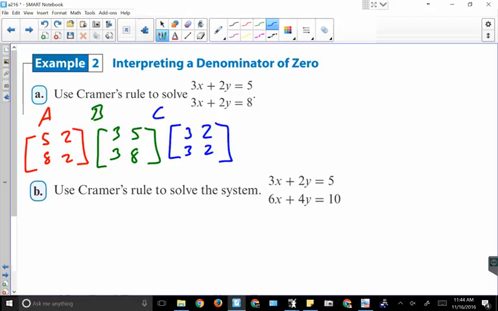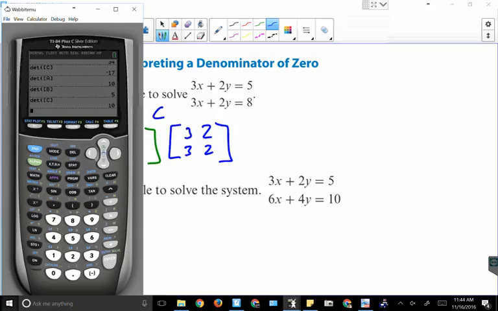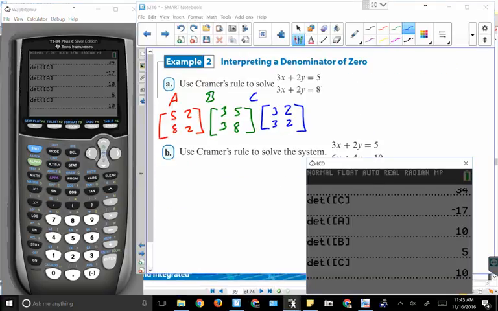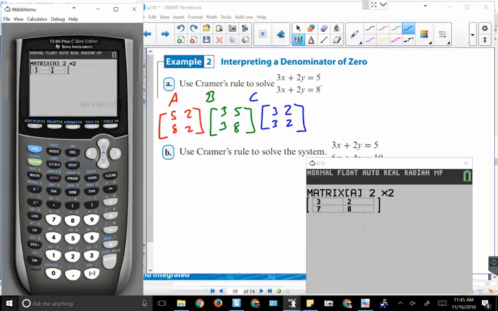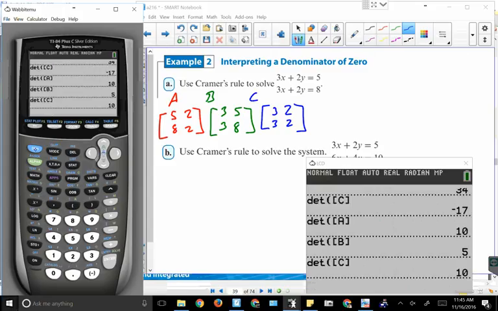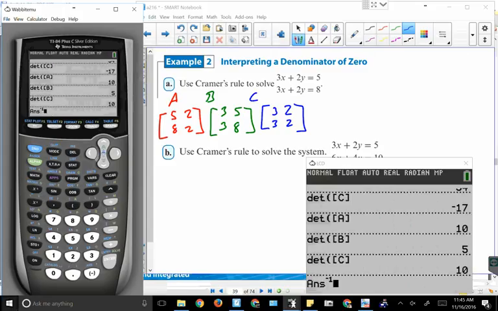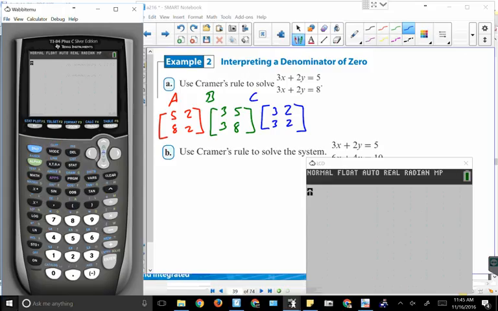So, calculator time. Let's go. And like I said, putting this stuff into the matrices is the hardest part of the whole darn thing. Okay. So, enter, enter, 5, enter, 2, 8, 2. Second quit, second matrix, oops, clear that out. Second matrix.